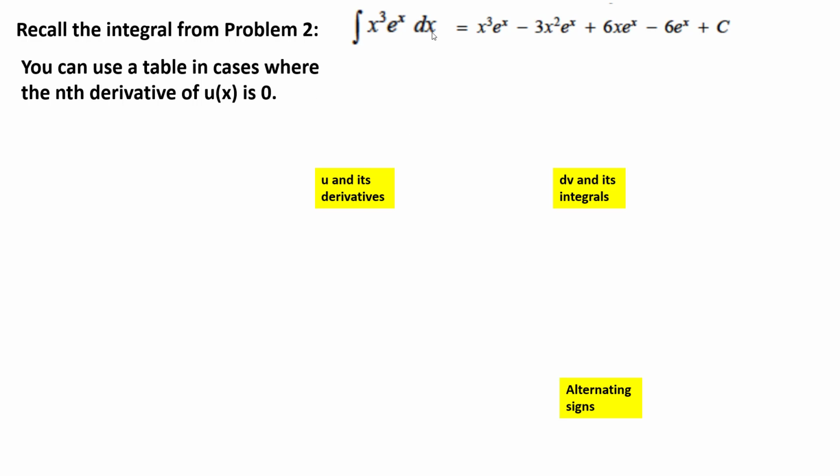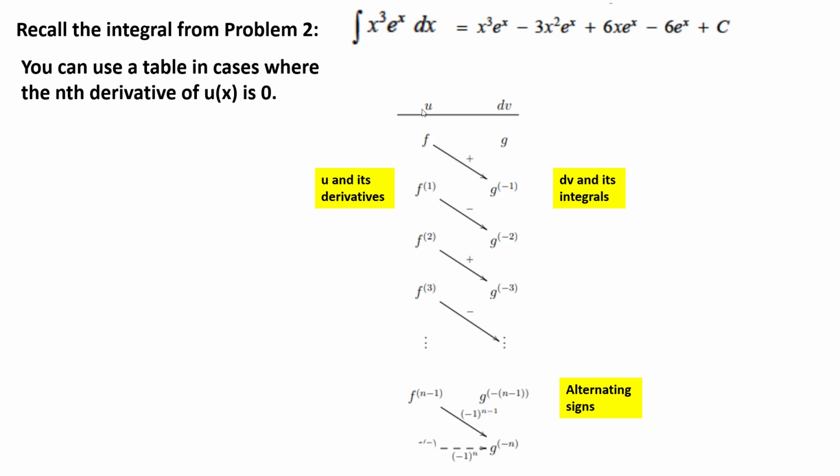First, you list u and its derivatives, then you list dv and its integrals, and then you alternate the signs. So let's say u is represented by a function f and its derivatives. Then you list dv and its integrals, like e to the x and its integrals, and then alternating signs, plus, minus, and so on. And then you multiply them across the columns.